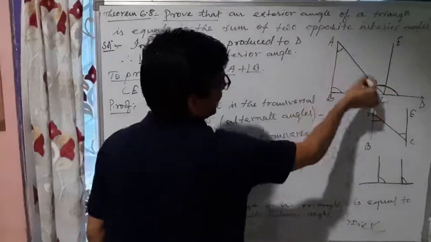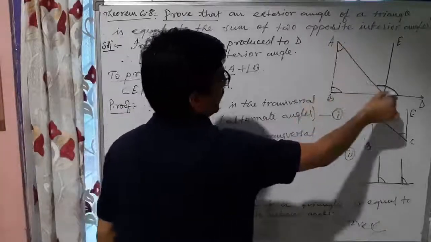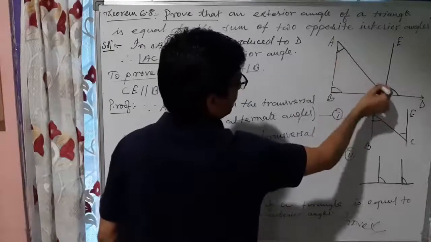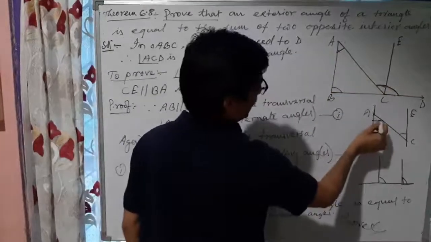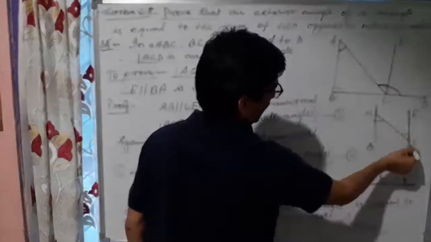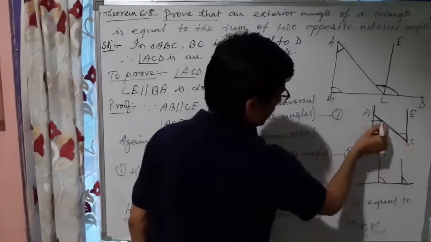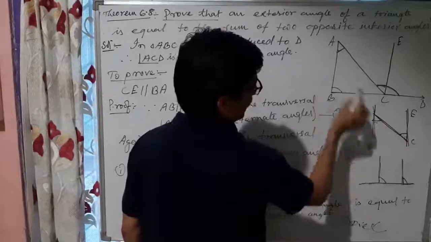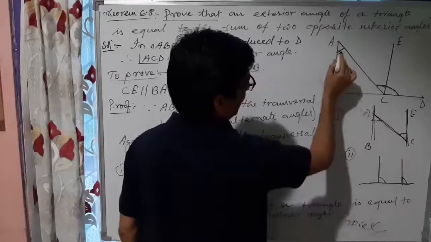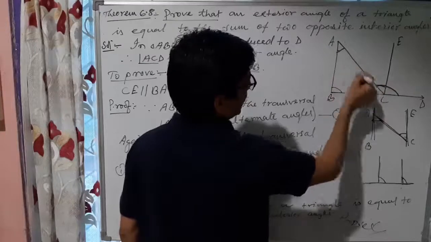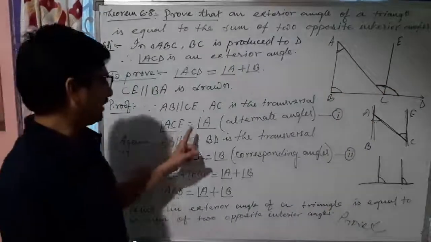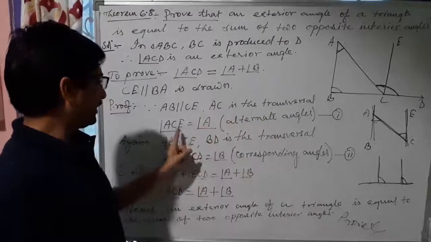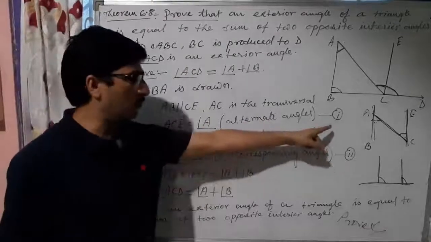Now, first case: AC is the transversal. If this one is parallel to this, and AC is the transversal, then these two angles are equal, they are alternate angles. You can clearly understand from here. Now angle A and angle ACE are equal. That's why angle ACE equals angle A. In this case, we must write AC is the transversal. Then angle ACE equals angle A, they are alternate angles. First equation.